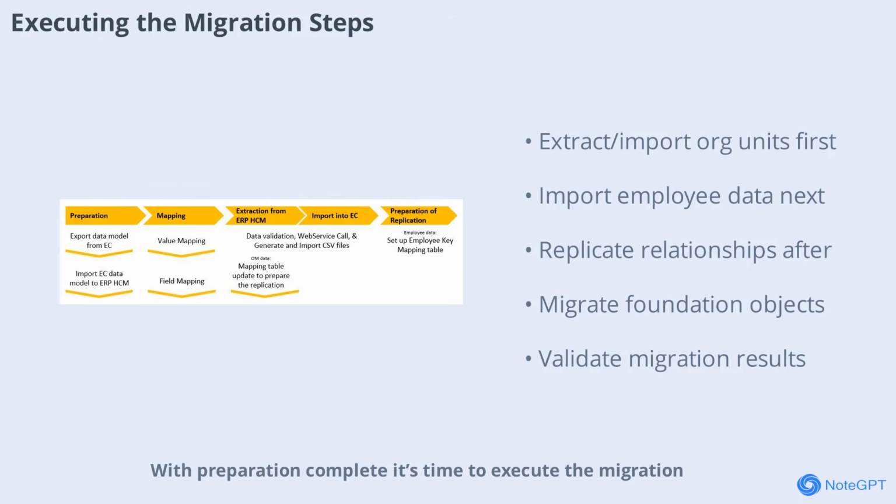Preparation complete, it's time to execute the migration. Follow the recommended sequence. First, extract and import organizational units, jobs, and positions, initially without relationships, using transformation templates. Next, import employee data, ensuring you follow the correct order for different entities. After that, replicate relationships for organizational units, jobs, and positions to establish parent-child associations.